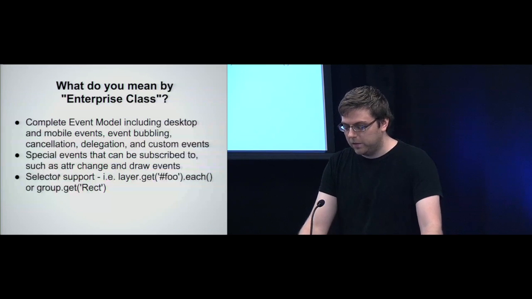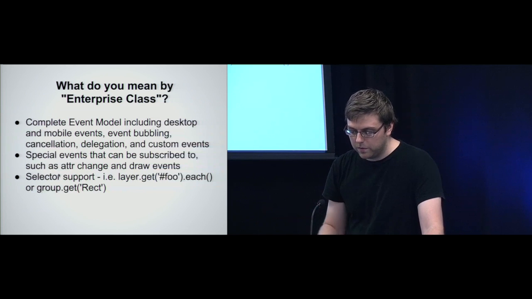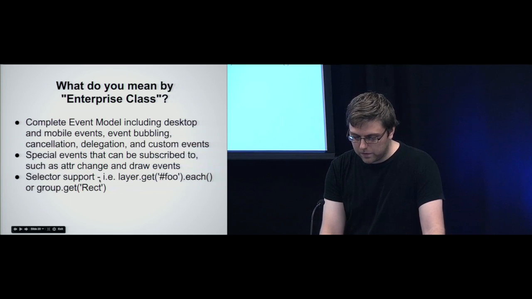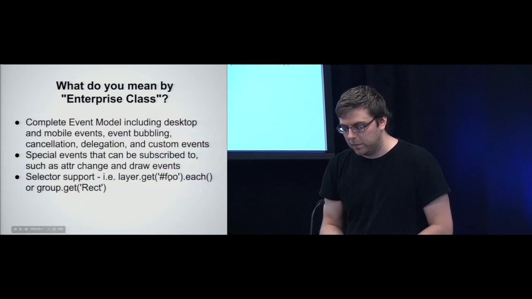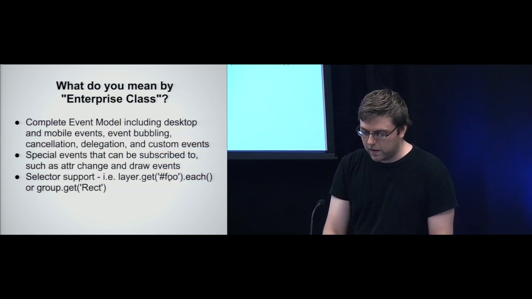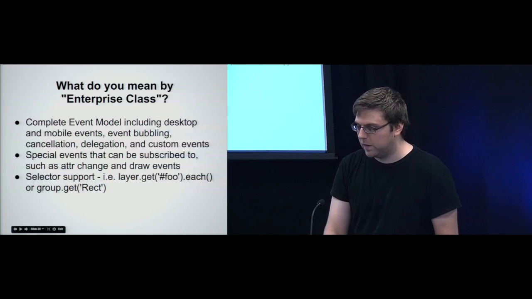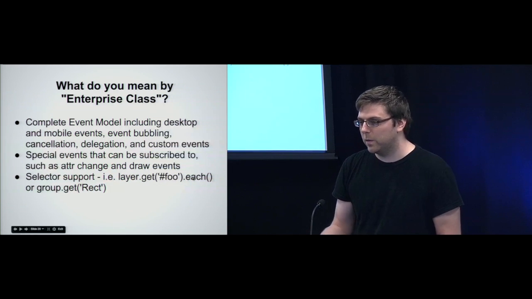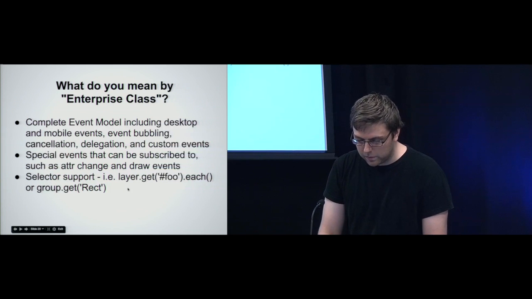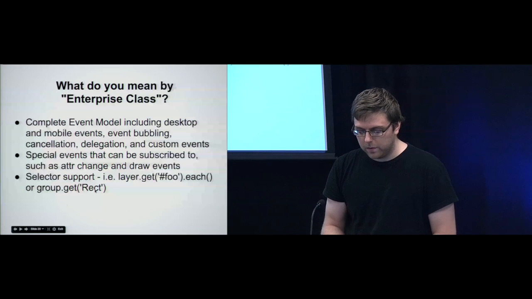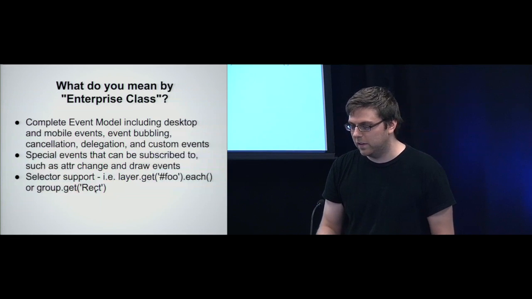So if you're used to using jQuery or YUI and selecting elements inside of a node tree, this has some of that functionality. For example, this line of code basically means give me all of the elements with an ID of foo inside of the layer container, and then iterate on each of those items in the collection with the each method. So it's very similar to jQuery syntax if you have jQuery experience. This line of code basically means give me all of the rectangles inside of the group container.